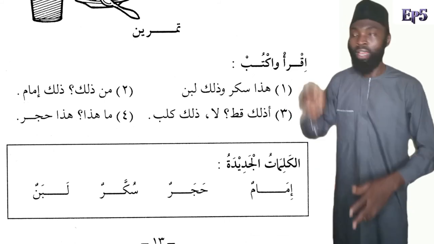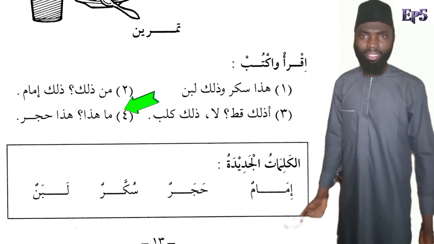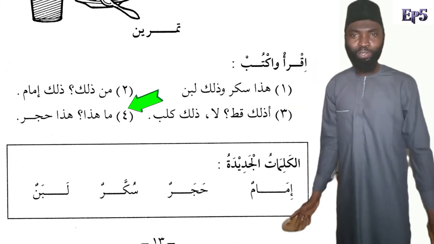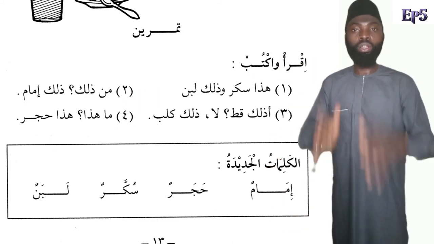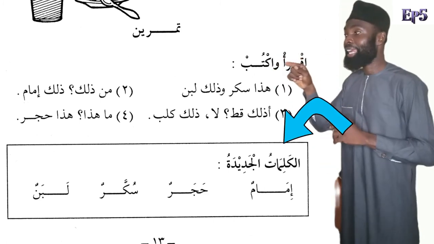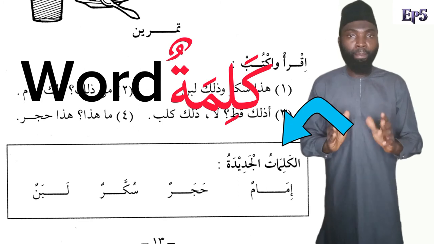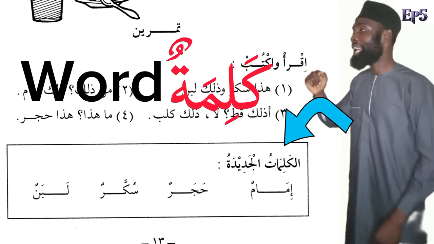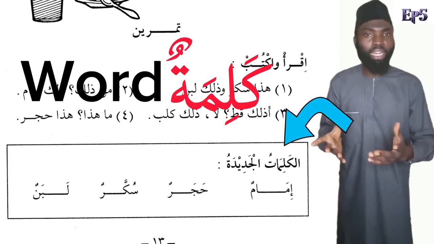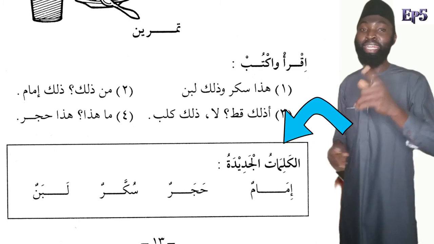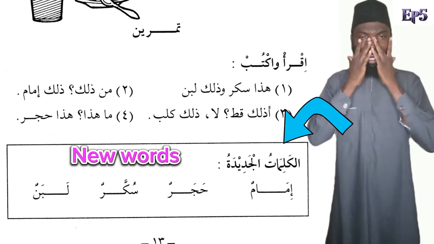And we have lastly, mahadha. What is this? Hadha hajarun. This is a stone. Hadha hajarun. This is a stone. Now let's move on to this box. This box contains al kalimatul jadida. Kalima simply means word. Kalimatun, a word. So we have al kalimatul jadida. Jadidun, new. Jadidatun, new. Al kalimatul jadida, meaning new vocabularies.